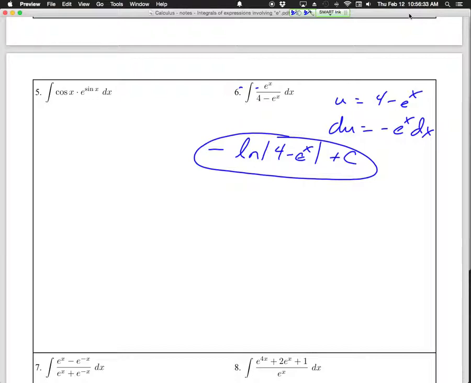Why does it need to be the natural log? Because it's in the denominator. Whatever is on top, the e to the x, is taken care of in the derivative. That doesn't come out. So the denominator is what you use. You just use the log. If your u is the denominator, then you're going to end up with a natural log.